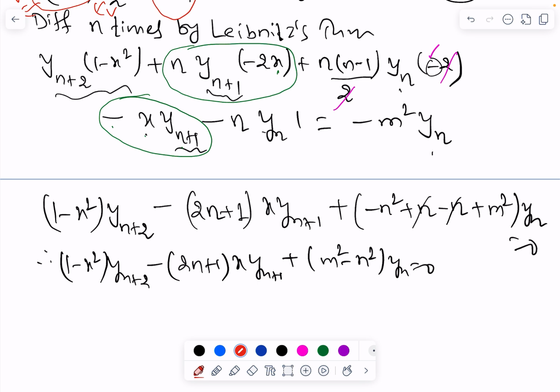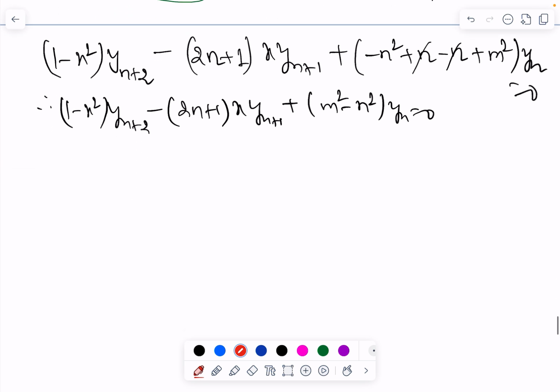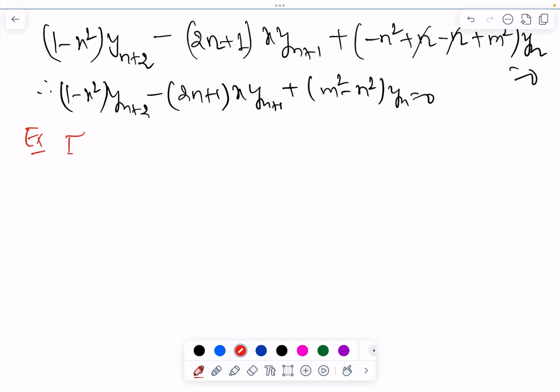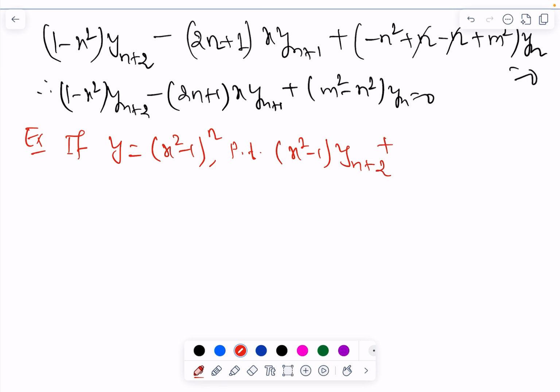Next, let us take one more example. If y equal to (x square minus 1) power n, then prove that (x square minus 1) y_{n+2} plus 2x y_{n+1} minus n(n+1) y_n equal to 0.